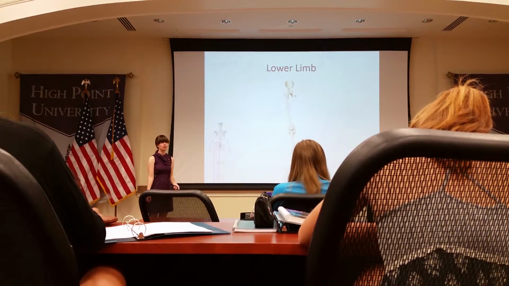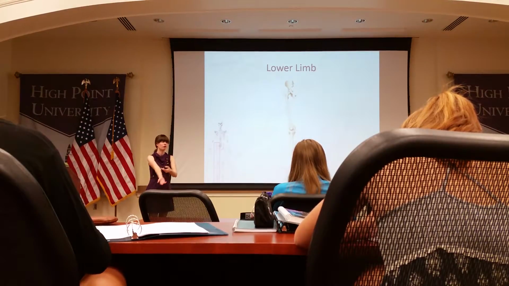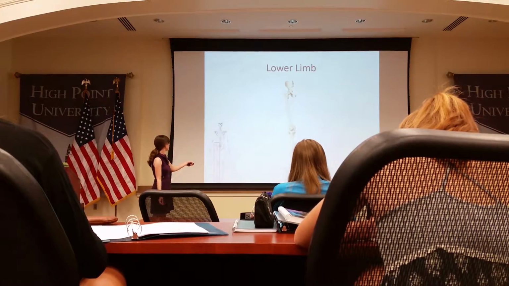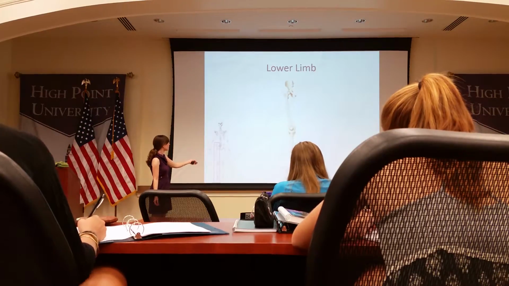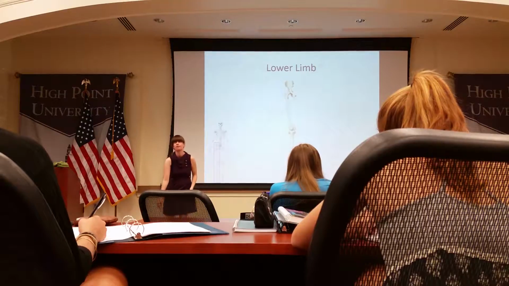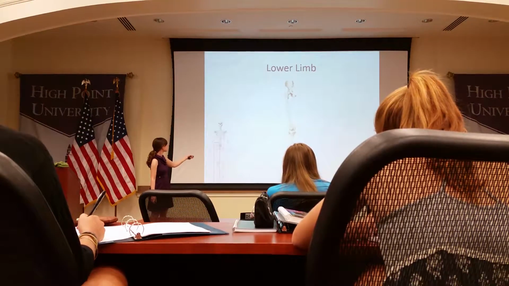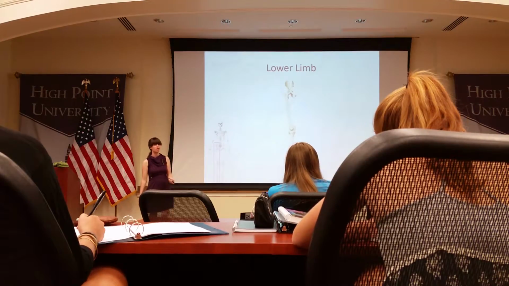Just like with the upper limb, it's a little bit counterintuitive that you have the arm and the forearm. With the lower limb, we have the thigh and the leg. So the leg doesn't actually refer to the entire limb. The leg is actually the lower part of the lower limb. So again, that's the thigh, which consists of the femur, and the leg, which consists of the tibia and fibula.